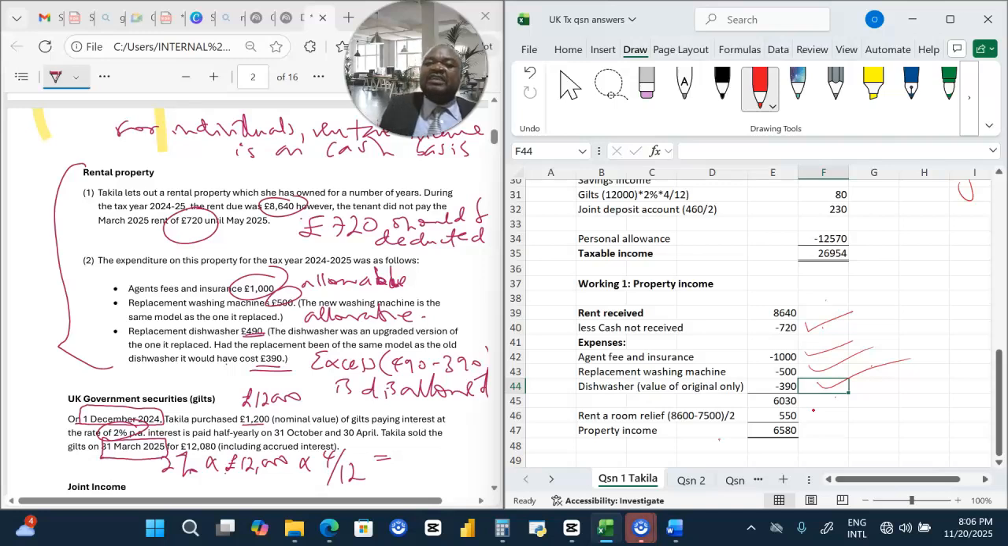But if the accountants had already done their computations and included the full 490 in their deductions, we would then have to add back the difference. But this was not the case. The accountant did not do anything. So this is why we are only deducting the expense that is allowable, the 390. Get me right there.